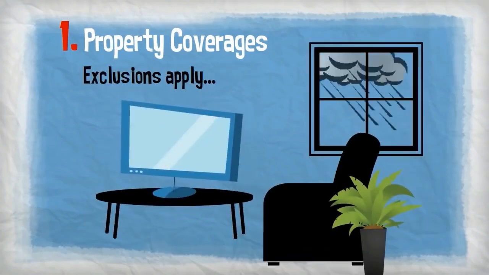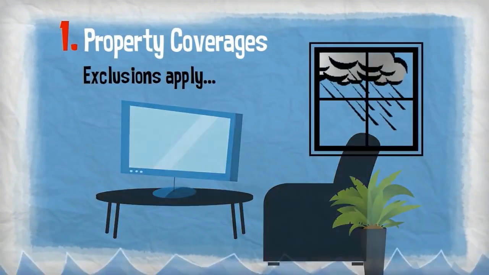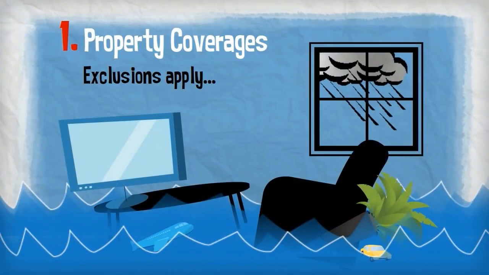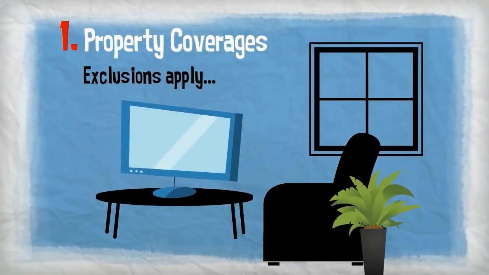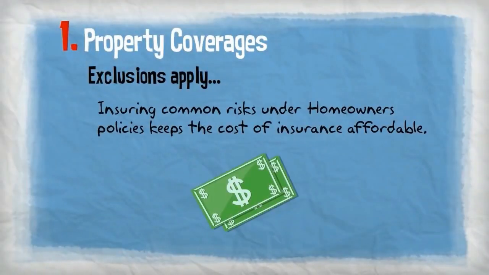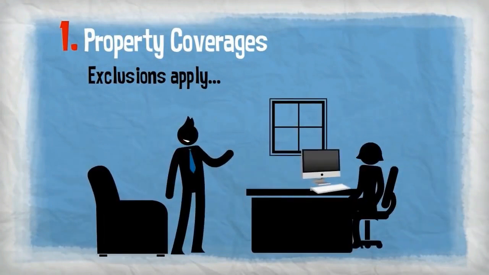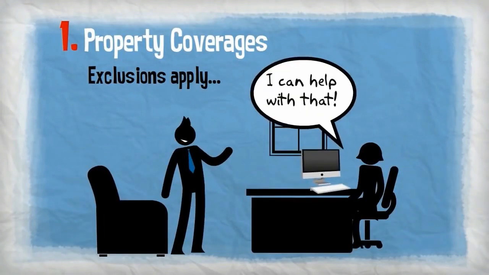One important note about homeowners insurance: not all causes of loss are covered, such as floods. Homeowner policies are designed to provide coverage for exposures that most homeowners will incur. This helps to keep the cost of insurance affordable. Not everyone lives in an area where flooding is a risk. If you do, you might be able to purchase a separate policy to provide coverage, and your independent insurance agent can help with that.